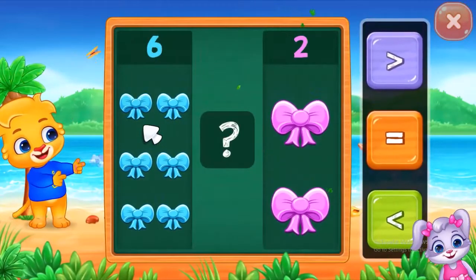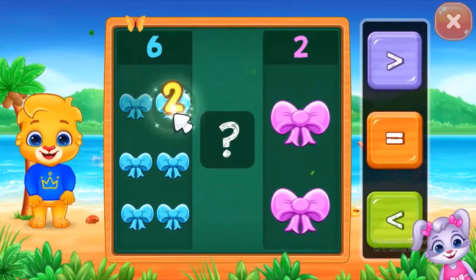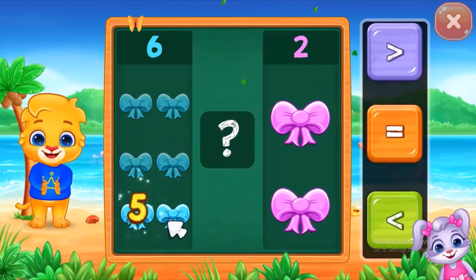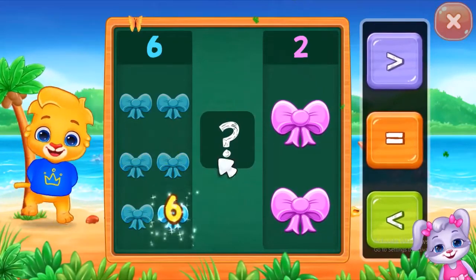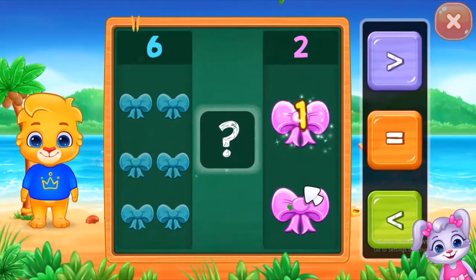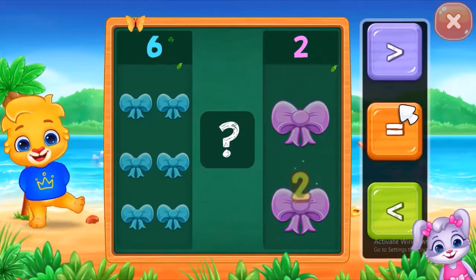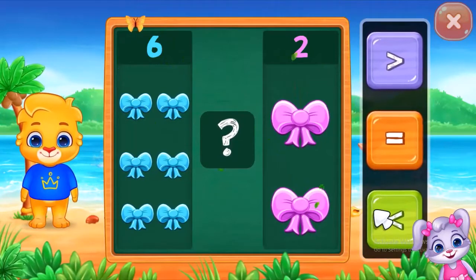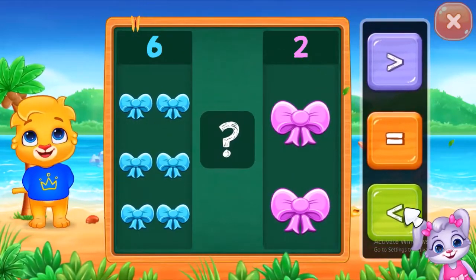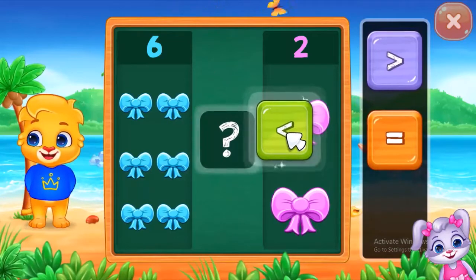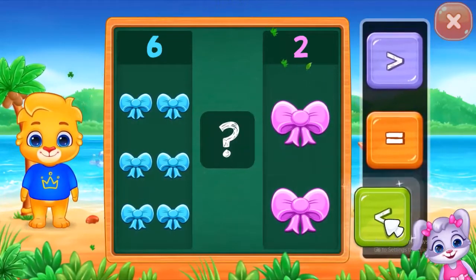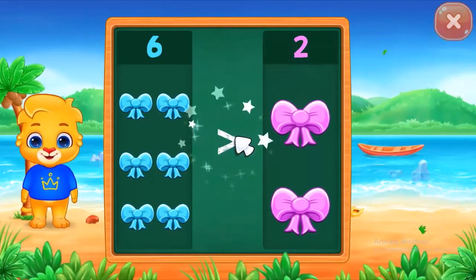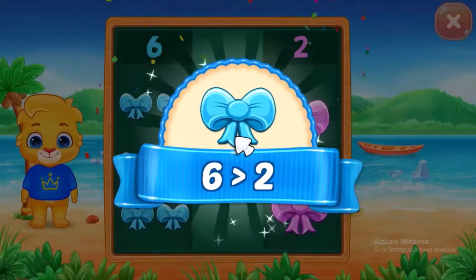Bow. 1, 2, 3, 4, 5, 6. 1, 2. Less than. Greater than. Woohoo! 6 is greater than 2.